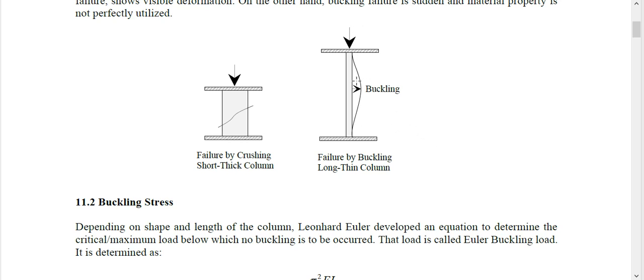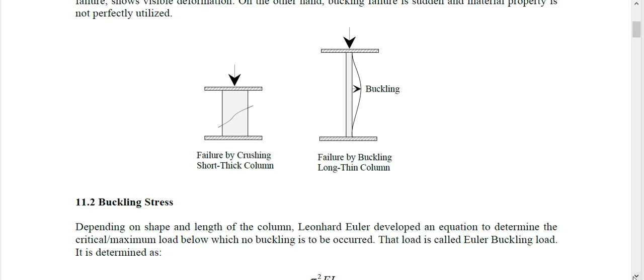If the column is long and the cross section is thin, then what will happen? If I apply load without material failure, the column may buckle. Buckle means sideways deflection. Hopefully you saw this kind of example in your real life many times. If you take a steel ruler and apply compression, you will see that it will buckle sideways. So that is called buckling. Today our main topic is when the column will start buckling.